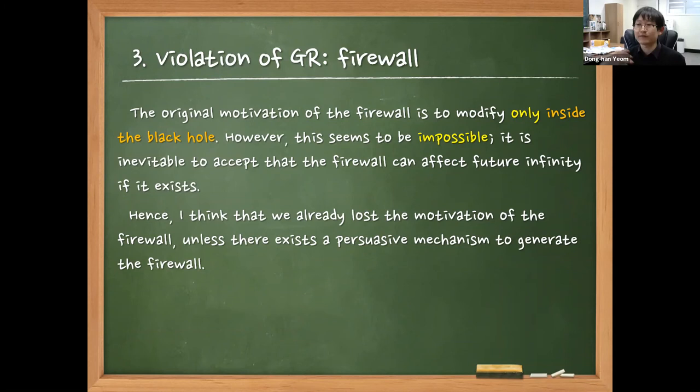So I think that we already lost the very strong motivation of the original firewall conjecture. It is no more a conservative idea. It is a very radical idea that modifies not only the inside but also the outside of black holes, unless there exists a persuasive mechanism to generate the firewall.